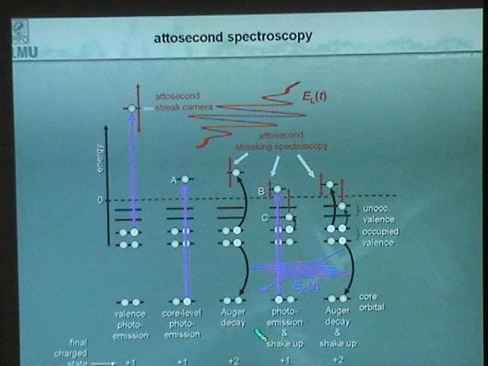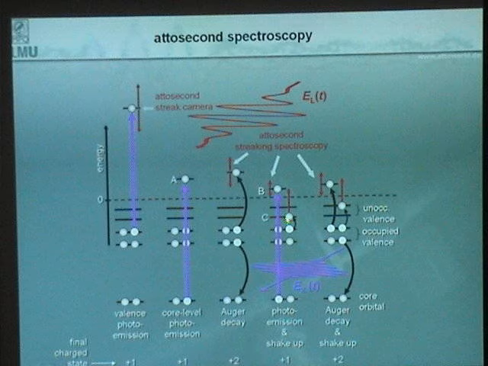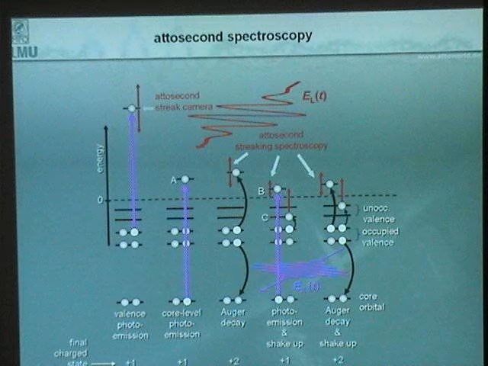You could consider asking also other quite exciting questions. For instance, look at this situation here, where photo emission, actually core hole photo emission, is accompanied by shake-up. What does this mean? The energy of the incident XUV photon is not completely transmitted to one single electron that is ejected, like in the case here, but a fraction of it is transmitted to another electron, which is promoted from another bound state. This is what people call shake-up.